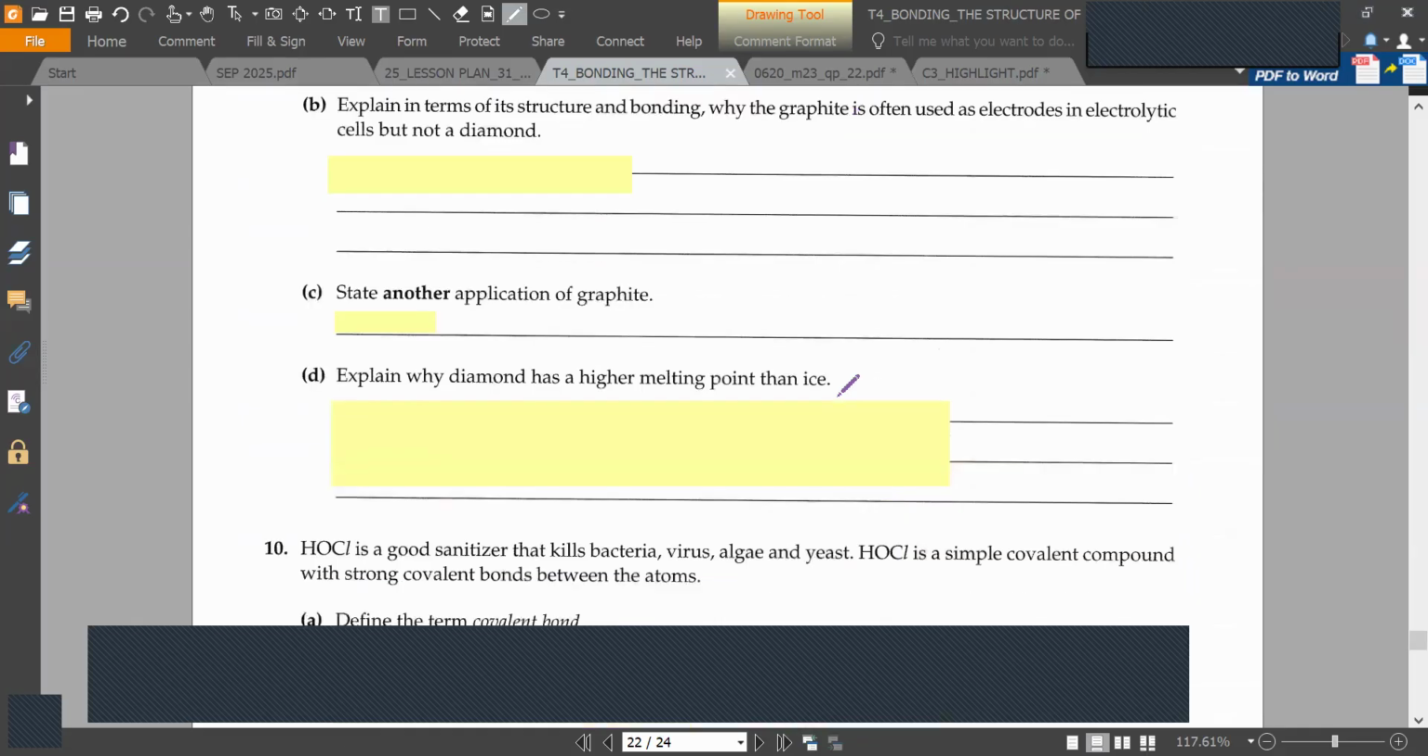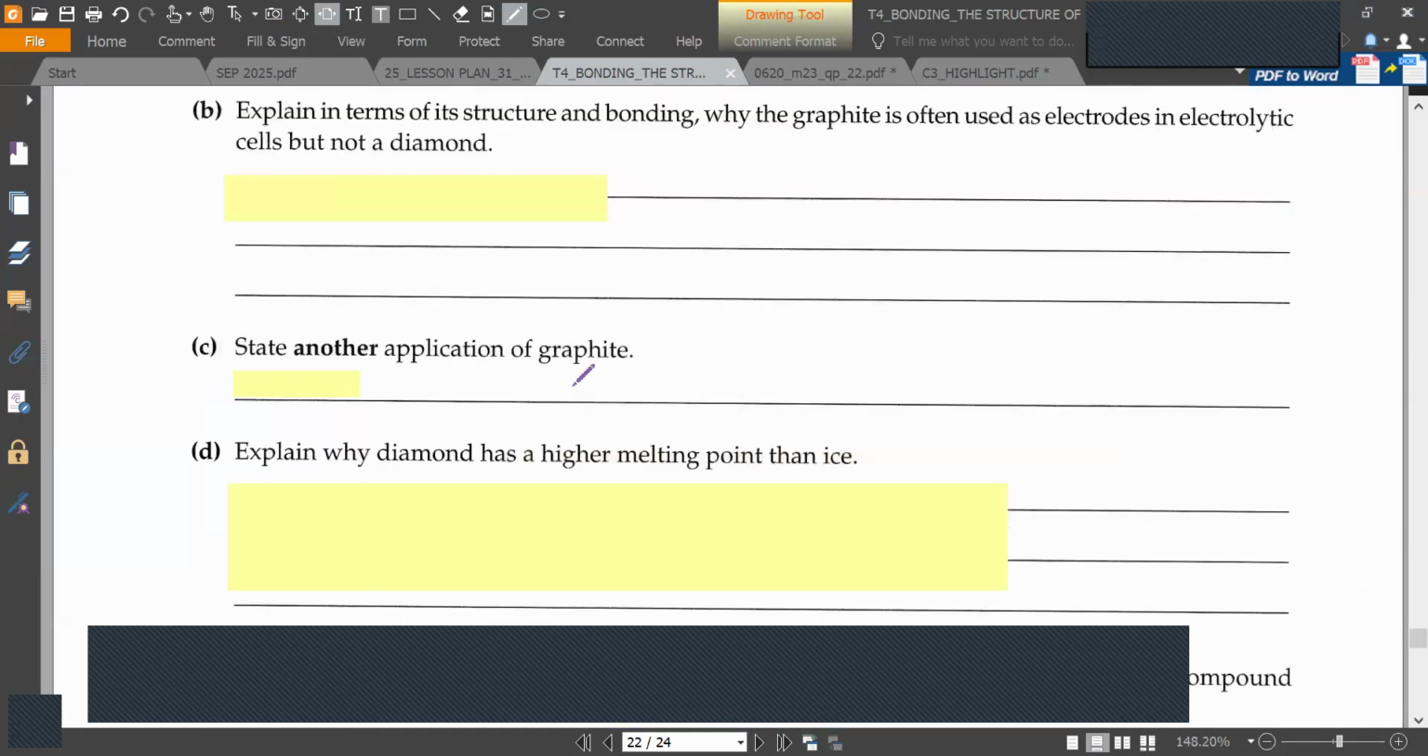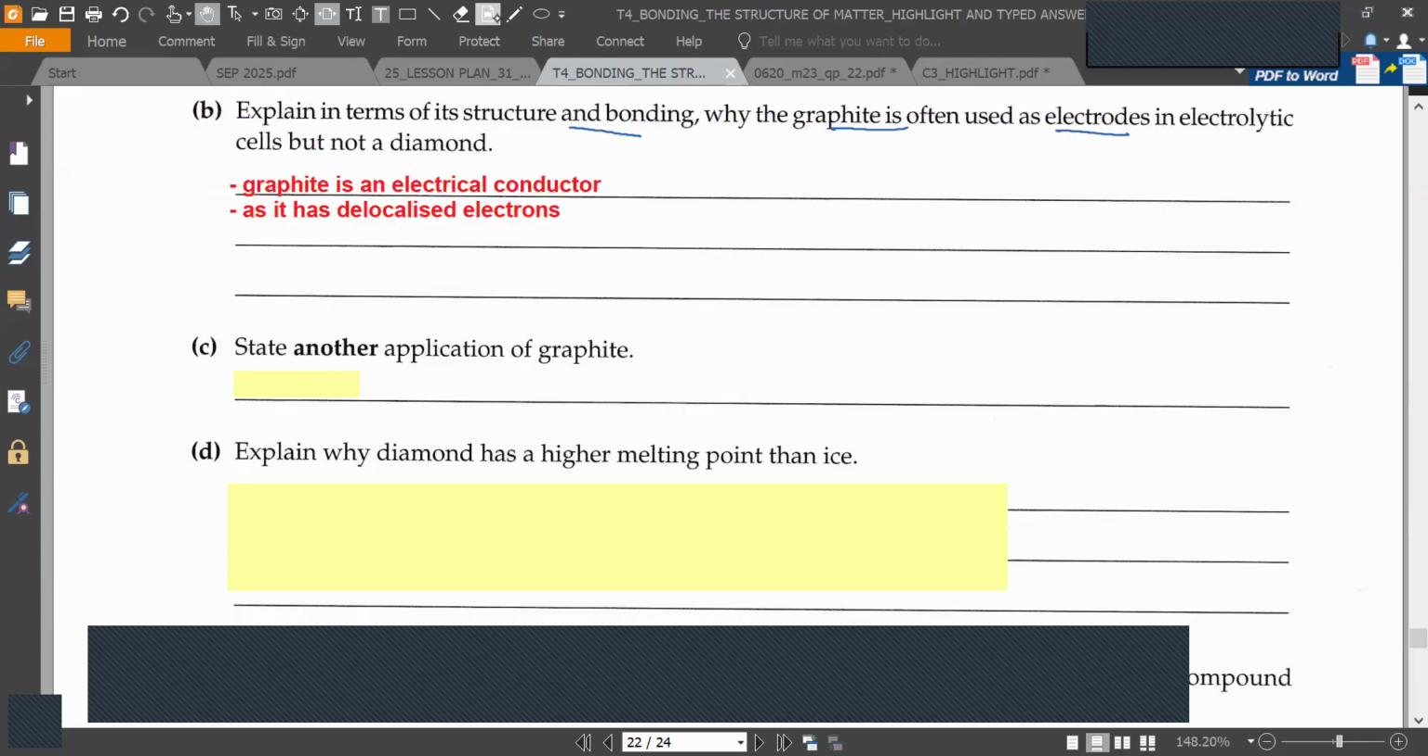Next. Explain in terms of structure and bonding why graphite is often used as an electrode, but not diamond. We talked about this before. Because it's an electrical conductor, it has delocalized electrons. Another application of graphite, we discussed, is lubricant.